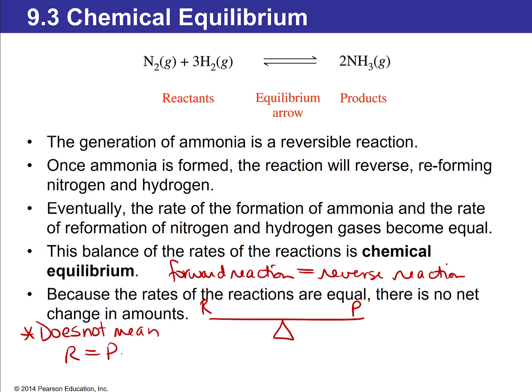You can have 99 product, 1 reactant, and have equilibrium. You can have 99 reactant and 1 product and have equilibrium, or you can have 50-50. You can have any variation of them. It's just where the forward reaction occurs and then the reverse reaction starts to happen. And when they begin to happen at the same rate, you've reached equilibrium.